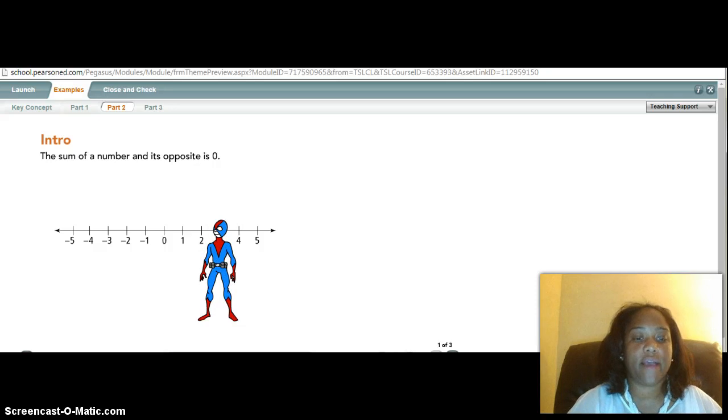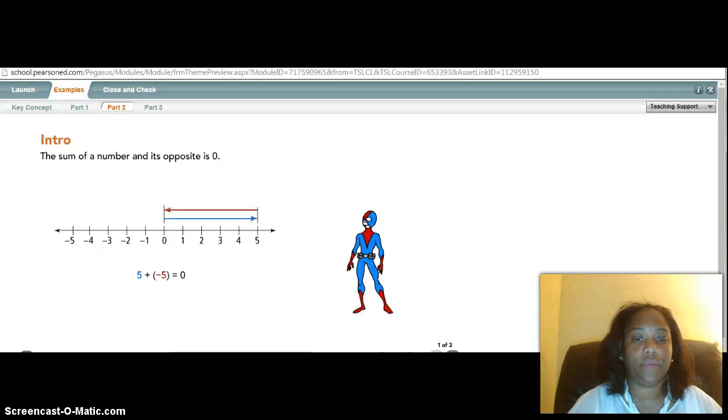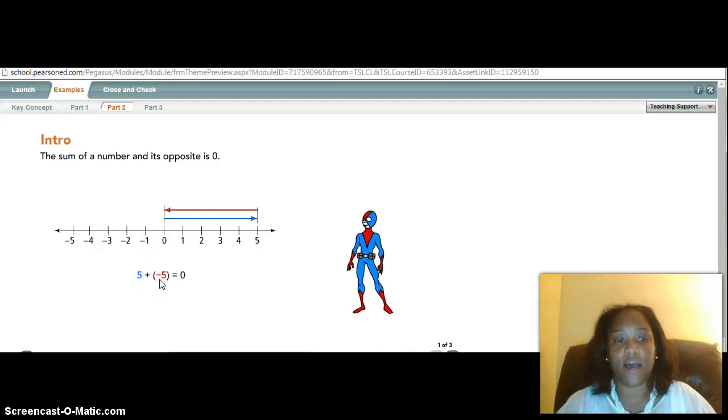So let's go back a little bit. So right here, they're saying the blue line shows the blue number. See where it stops? It's 5. And then the red line says it's negative 5. So we're going to go back 5 steps. 1, 2, 3, 4, 5. So this tells me the answer. So 5 minus 5 is what? 0. We all know that 5 minus 5 is 0.